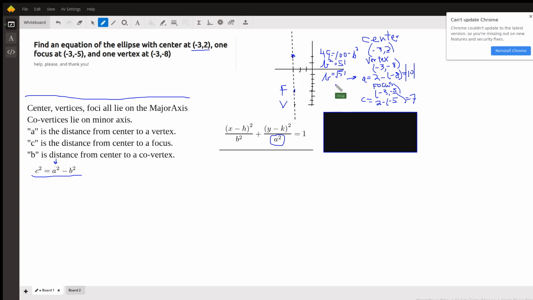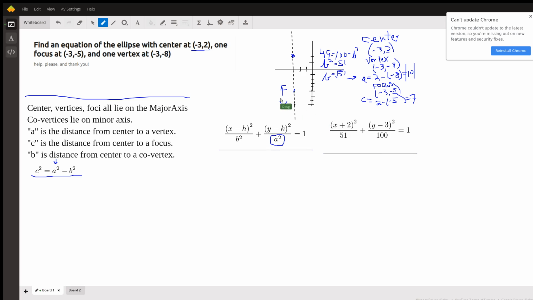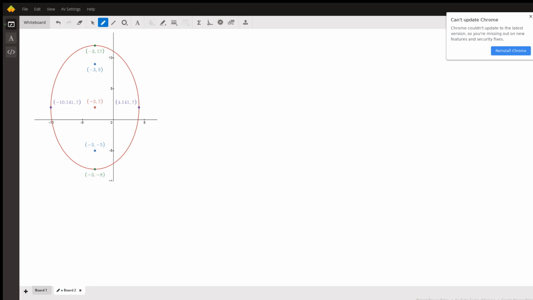So we're ready to substitute these values of a and b, h and k, into this general equation for an ellipse that has a major axis that's vertical. There's the equation right there. So x minus -3 for the center is x plus 3 over b squared, which is 51, plus y minus 2 quantity squared over a squared, which is 100, equals 1. And there is what the ellipse looks like.